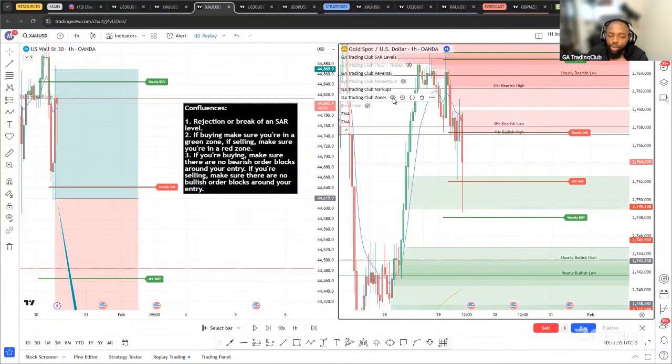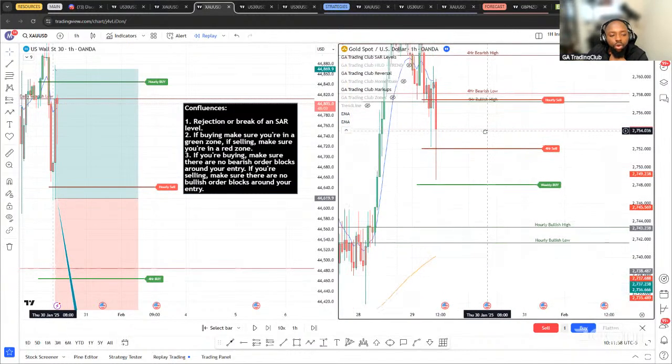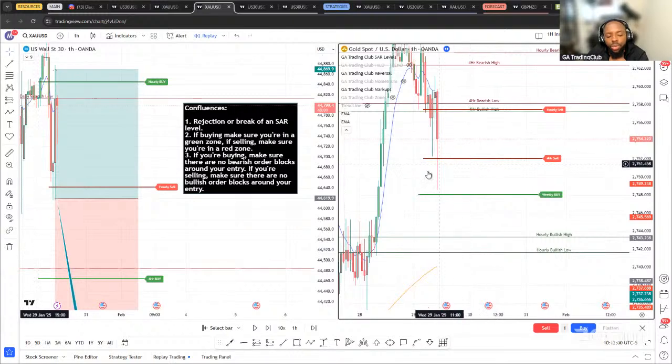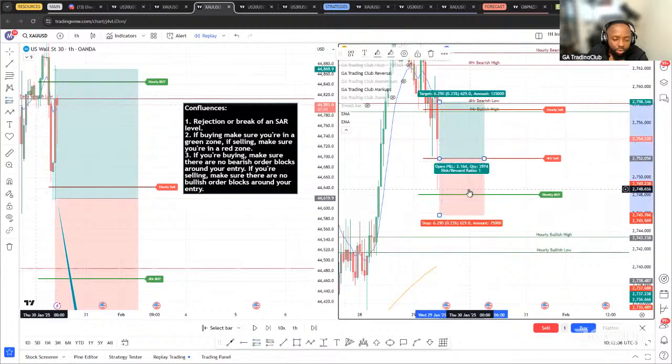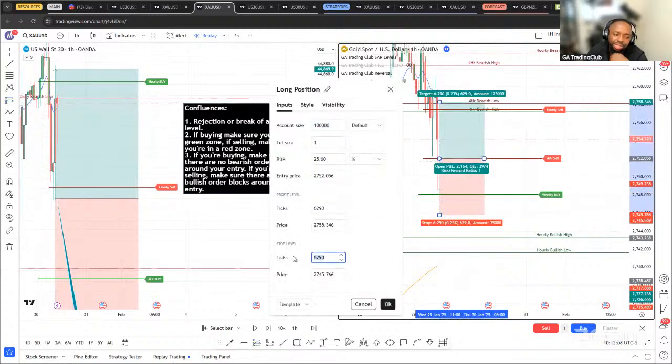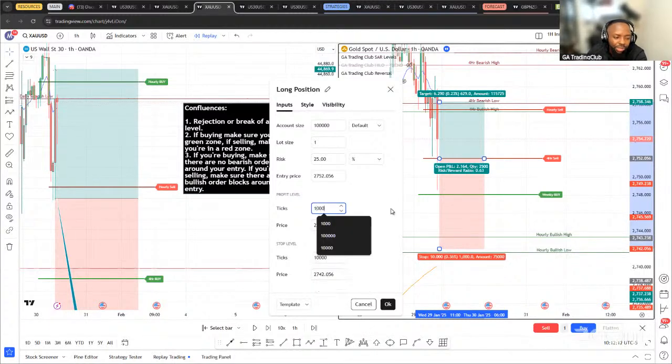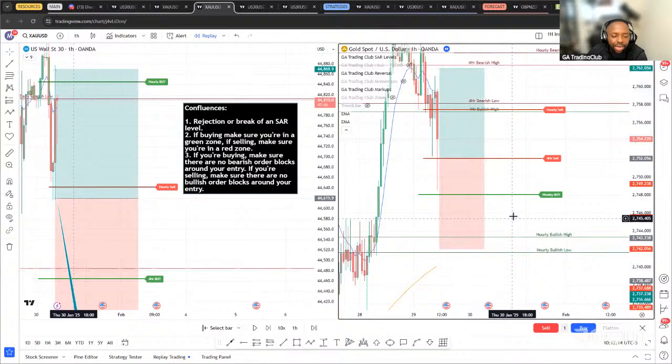We turn on the zones. We're in a green zone. Perfect. Do we have any order blocks around this area? No, we do not. However, let's see what by default TradingView would have given us as a TP and stop loss. Okay, it would have given us $6. So we round up to the nearest whole number or psychological number, which is a $10 stop loss.